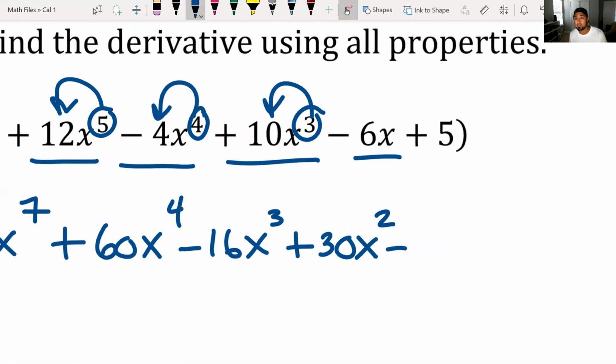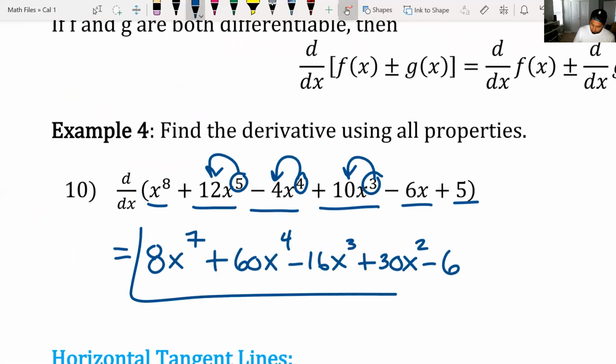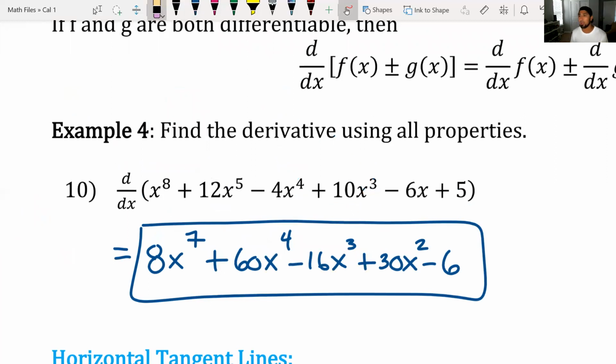the derivative of negative 6x. Well, what's the derivative of x? The derivative of x is 1. 6 times 1, 6. And what is the derivative of 5? 5 is a constant, so the derivative of 5 is 0. Done. See, that was it. You're probably thinking derivatives are easy. They are. Okay, perfect. Let's move on.